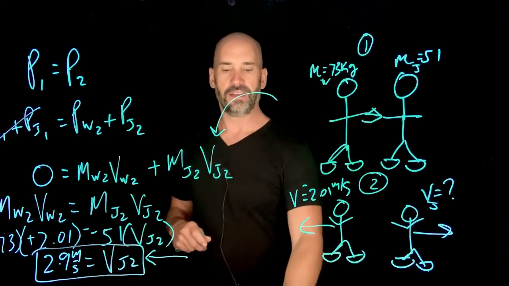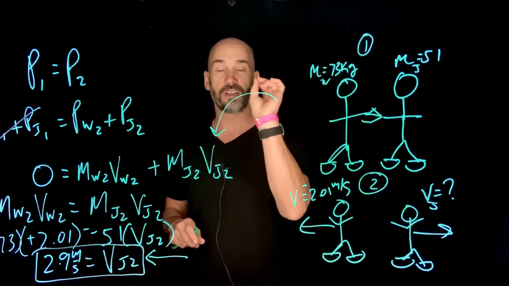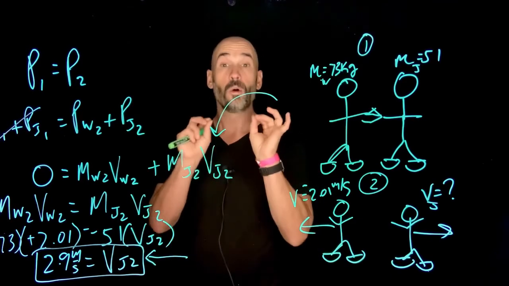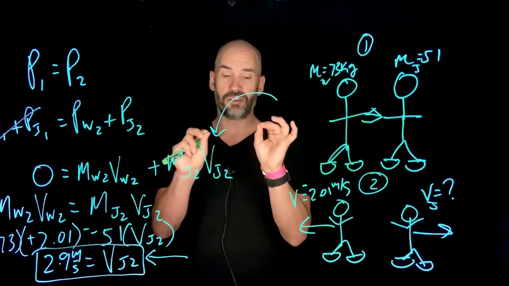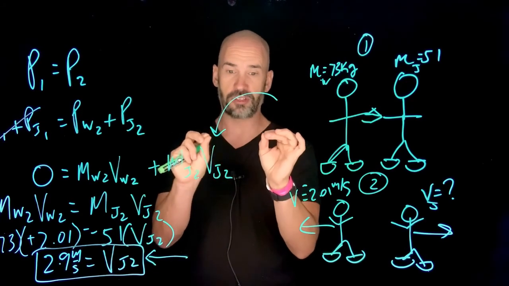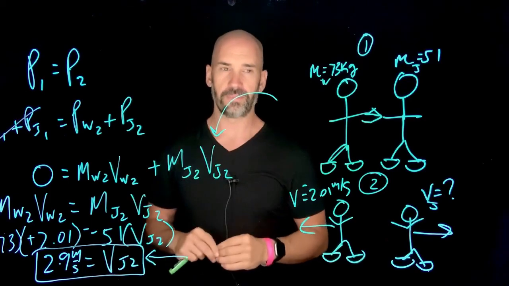Okay? All right. In the next video, we're going to see how we do this when we have collisions in 2 dimensions, or conservation of momentum in 2 dimensions. Remember, momentum, unlike energy, is a vector, okay? So we have to take into account the directions, and we have to make sure everything's broken up into x and y components, and I'll show you that in the next video.